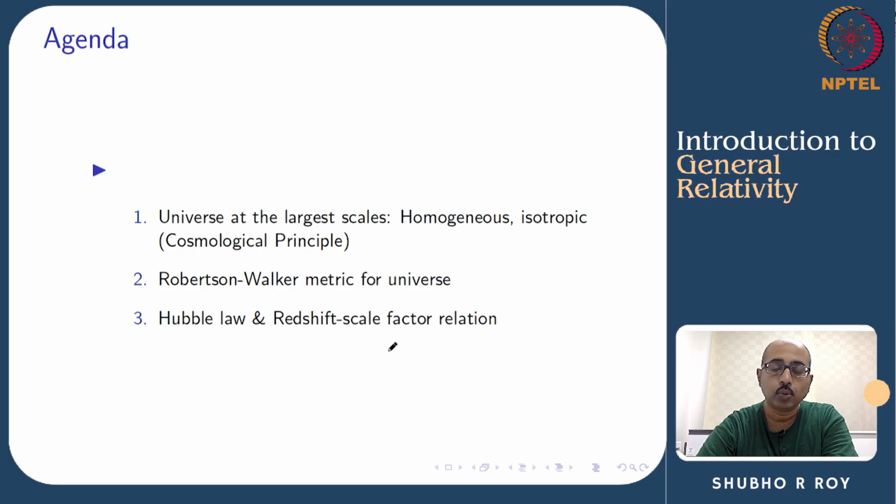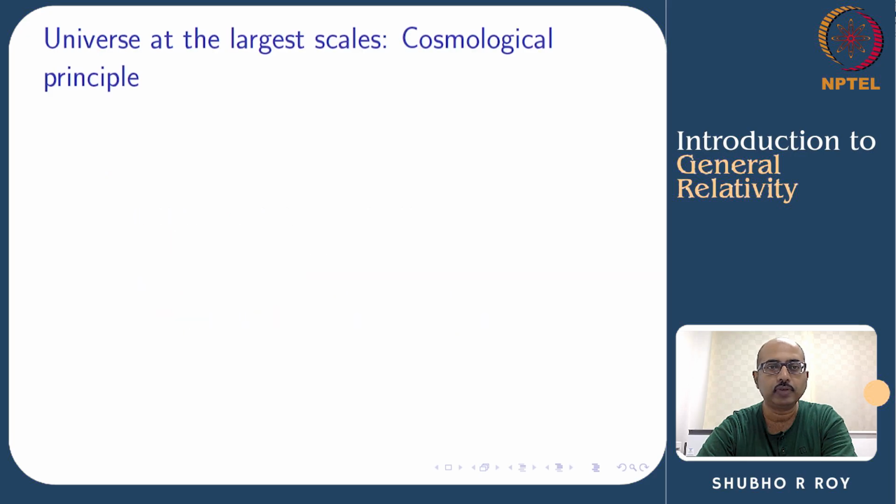All right, the redshift scale factor relation might be a bit unknown to most of you, but it relates the redshift of the light we observe from a galaxy to the time at which this light was emitted. All right, without further ado, let me begin the lecture. First item on the agenda, as I said, is to take a look at the universe at the larger scales, and that will lead us to something called the cosmological principle.